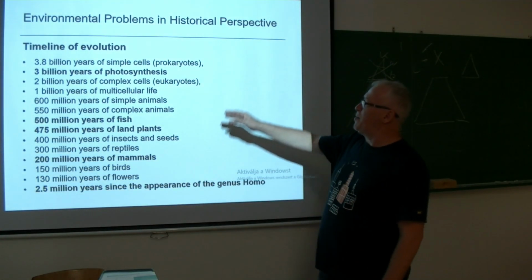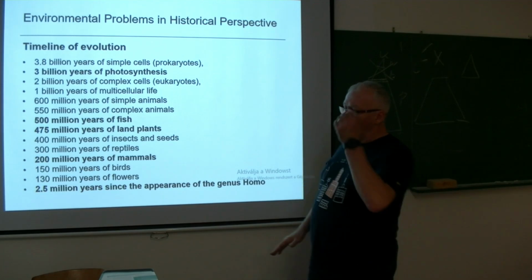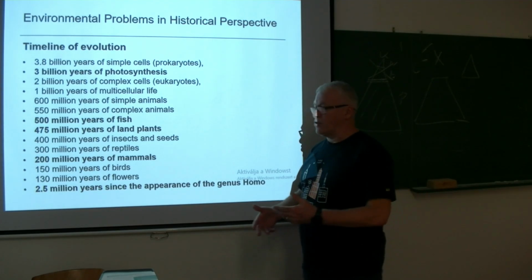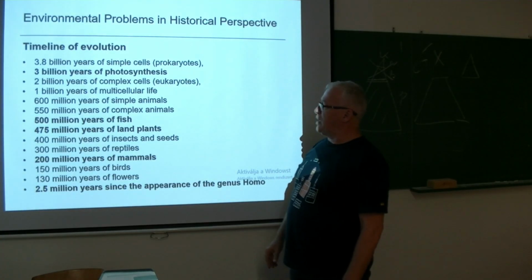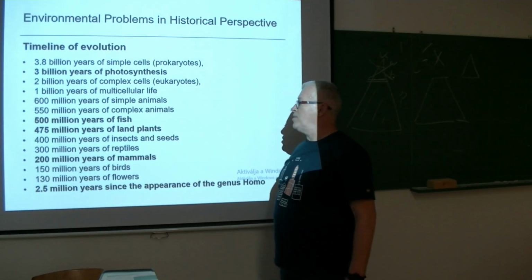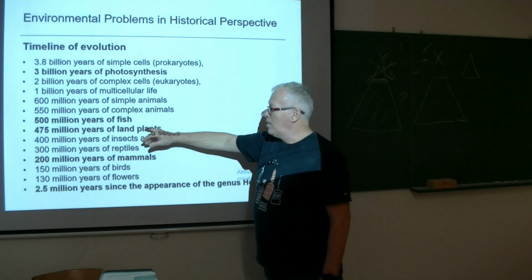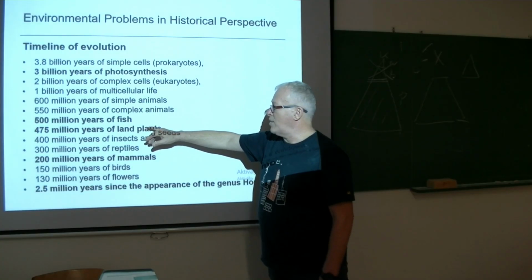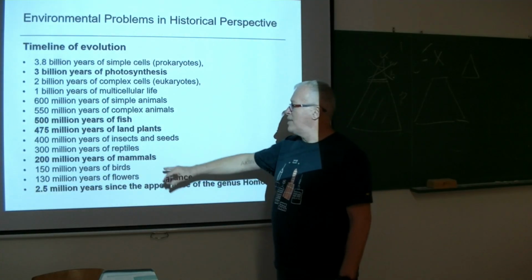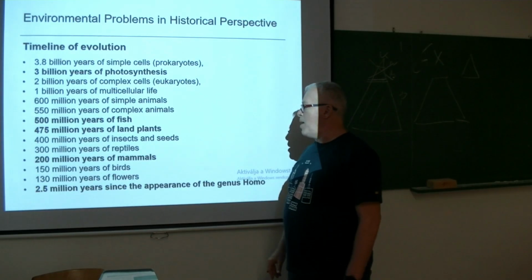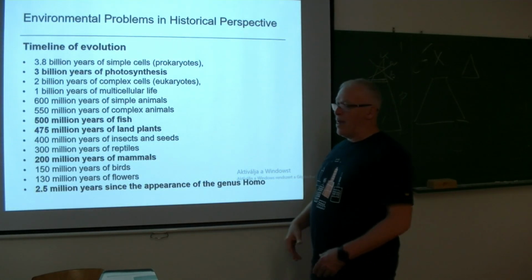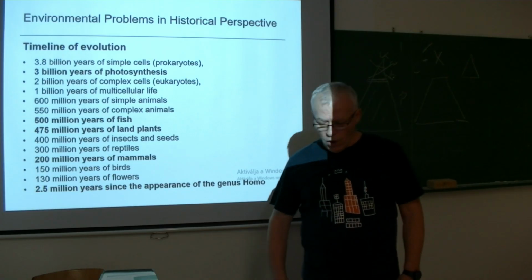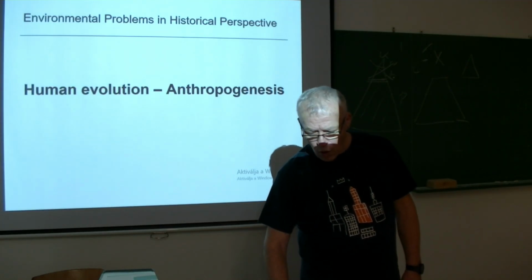And this is the timeline of evolution. It's very simple, only a very important survey. 3 billion years ago appeared photosynthesis, 500 million years ago fishes, 475 million land plants, 20 million years the mammals, and 2.5 million years ago Homo became an important actor of evolution.